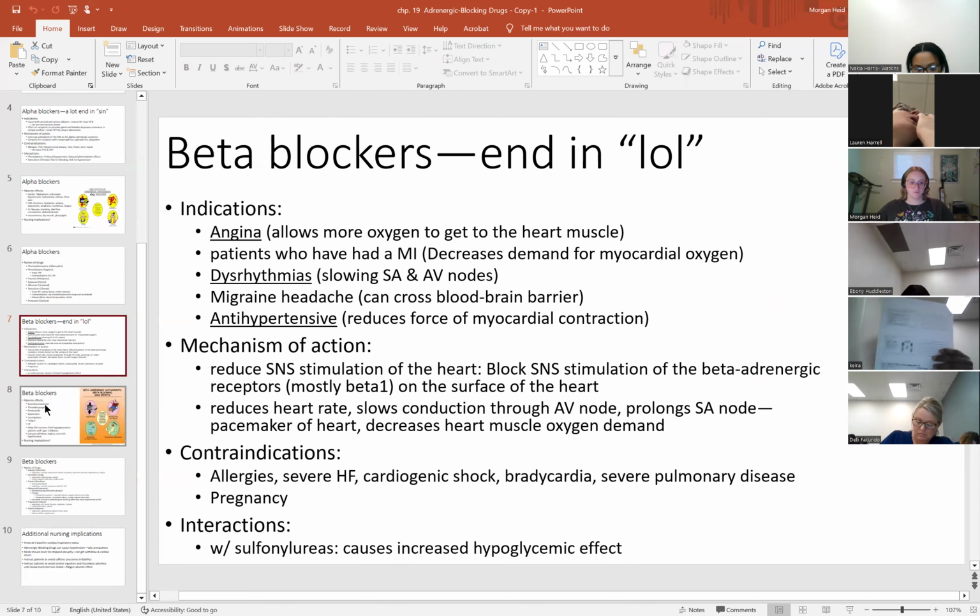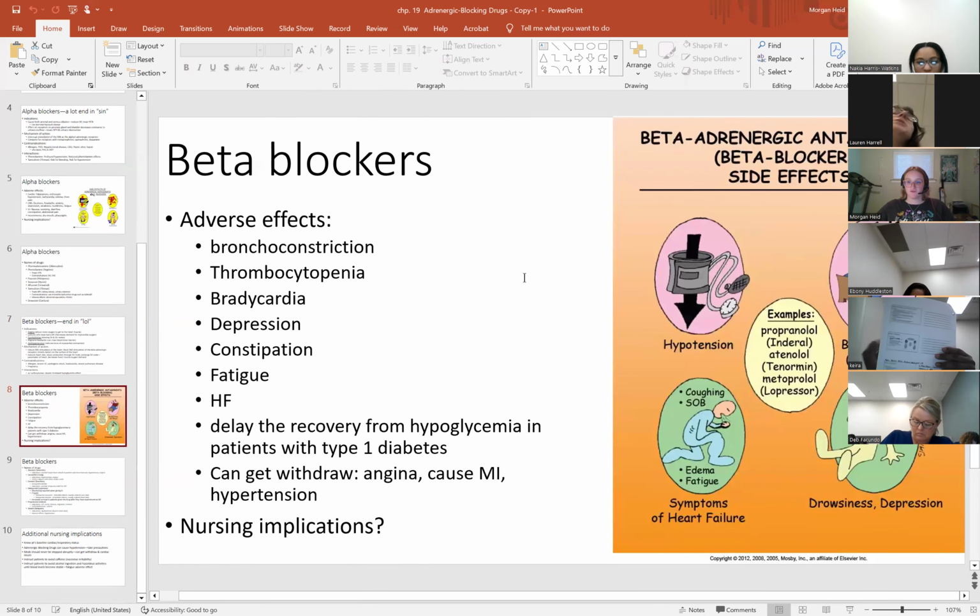So my adverse effects here are going to be bronchoconstriction because again, it can block the lung beta receptors when it's not supposed to, causing bronchoconstriction. Okay, it can cause thrombocytopenia or low platelets. Again, we talked about the bradycardia. It can also depress or slow down the mentation state, which is my depression. It can cause constipation, fatigue. Again, it can make heart failure worse, depending on if you're taking it in late stage heart failure.